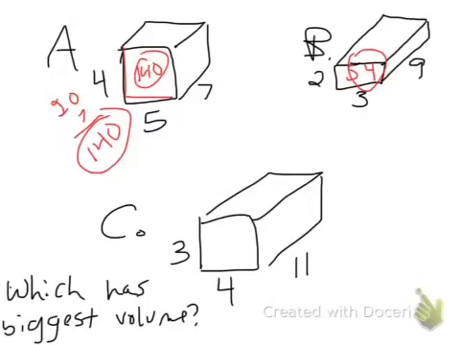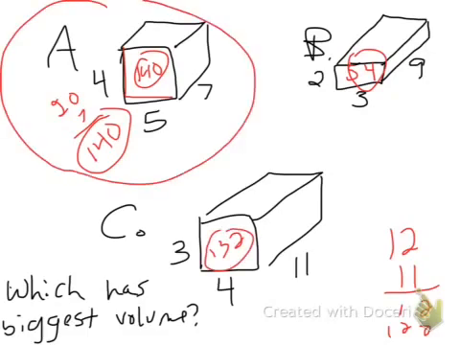Then on the next one, we'll do 3 times 4 is 12, and 12 times 11 is, this is a math fact, by the way. Hopefully, if you've gone all the way through reflex math, you'll be able to do this one. So this one would be 132. So the correct answer would be A is the biggest.